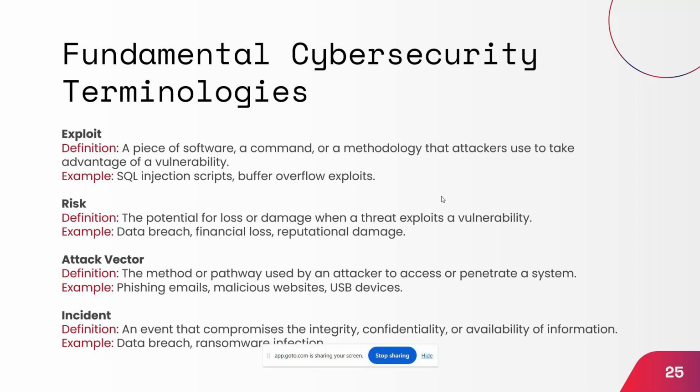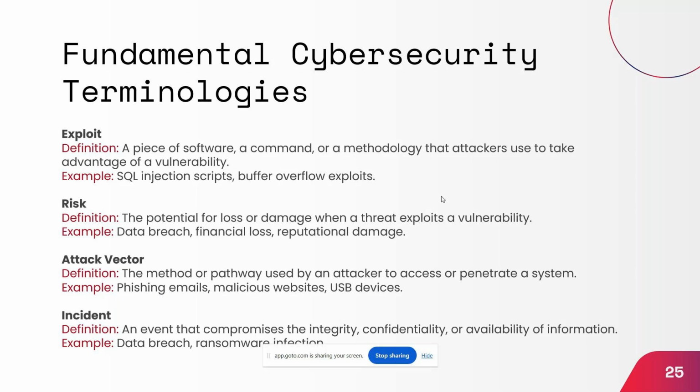So basically attack vector means the method or path used by an attacker to access or penetrate the system, guys. It could be via a phishing email, a malicious website, some link, USB devices, physical access, or the network. Okay, so all these are basically attack vectors, which attackers use to penetrate into the system, right?